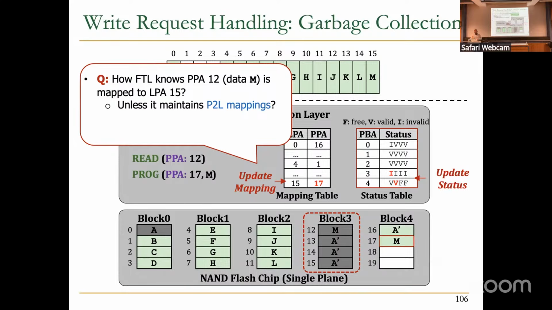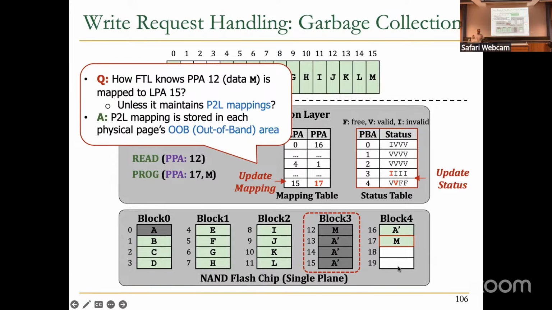But here you have the physical page address 12. So now you want to understand what's the logical page address for that, such that you can update the correct entry in that table. So one way would be to keep another mapping, which is physical to logical mapping, and you keep it consistent. But actually, the way that people do it is using the out-of-band area.